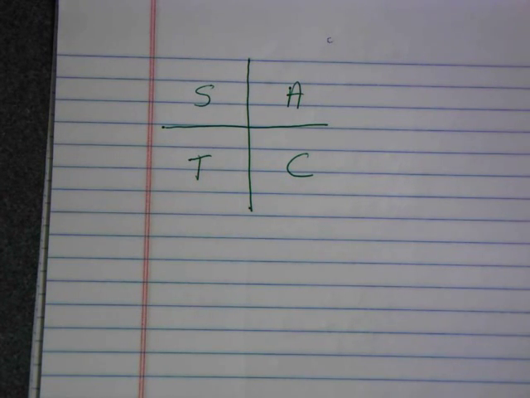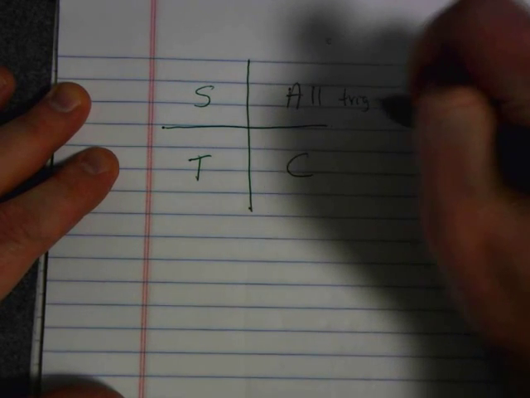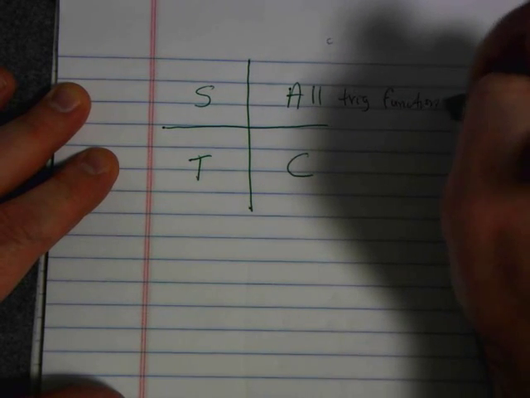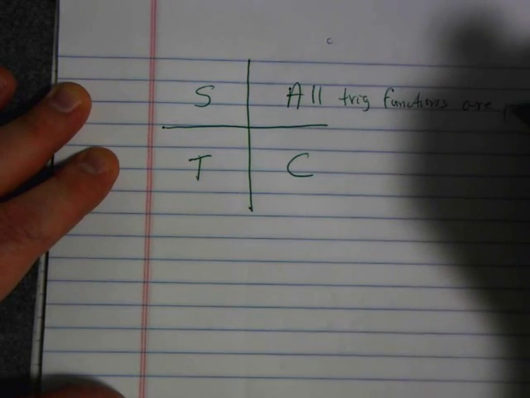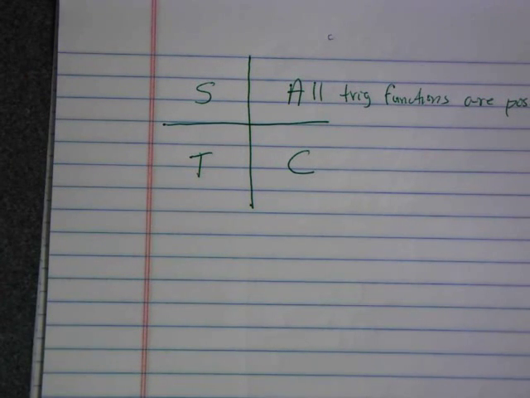In quadrant 1, what does all mean? All of them are positive. All trig functions are positive. Why in quadrant 1 are all the trig functions positive? Because x and y are both positive in quadrant 1.